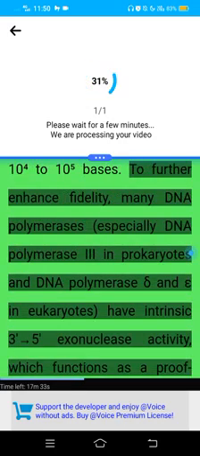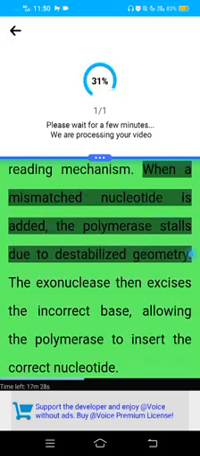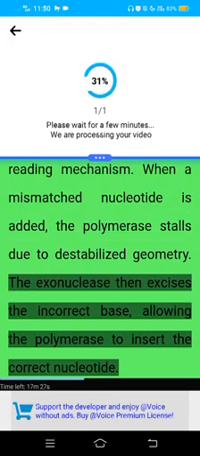To further enhance fidelity, many DNA polymerases, especially DNA polymerase III in prokaryotes and DNA polymerase delta and epsilon in eukaryotes, have intrinsic 3' to 5' exonuclease activity, which functions as a proofreading mechanism. When a mismatched nucleotide is added, the polymerase stalls due to destabilized geometry. The exonuclease then excises the incorrect base, allowing the polymerase to insert the correct nucleotide.